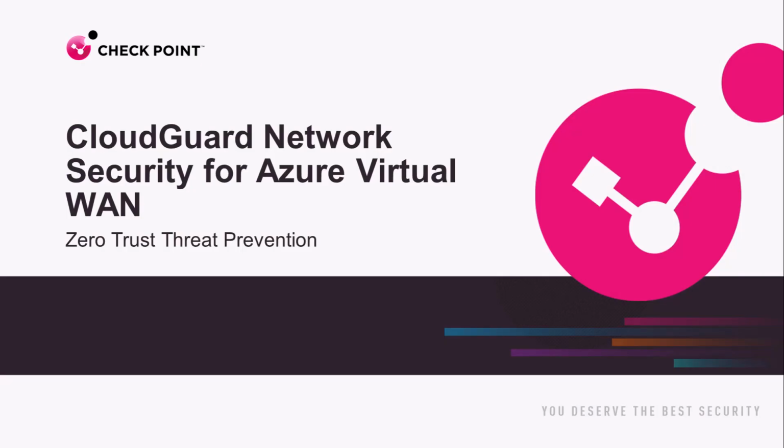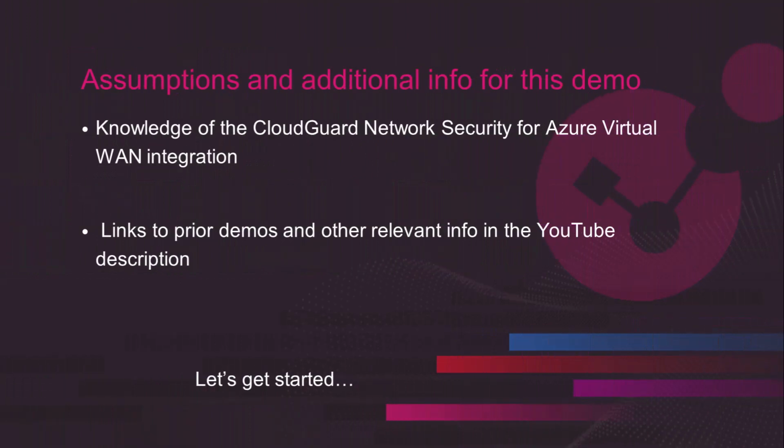Hi everyone. In this demo of CloudGuard Network Security for Azure Virtual WAN, we're going to be covering applying zero trust threat prevention policies to your deployment. Some prerequisites and prior knowledge that'll be helpful as you go through this are, in general, the integration steps and what's involved in that.